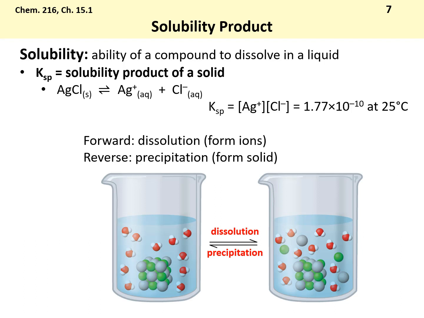All right, so let's say we have AgCl going to Ag+ and Cl-. If we go in the forward direction, so here's my AgCl, and some of that dissolves, we call this dissolution. Dissolution is taking a solid and forming ions. The reverse of this, going from ions to solid, this is what we call precipitation, forming a solid.